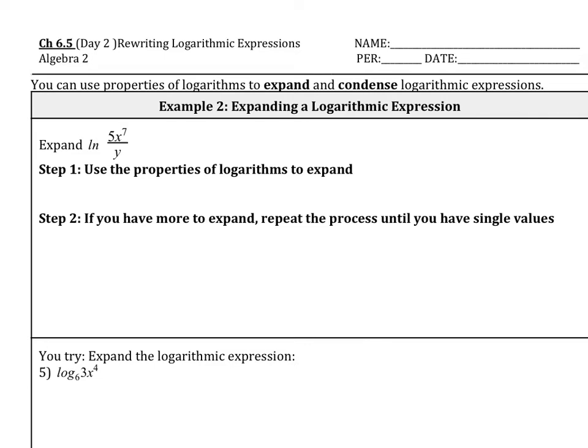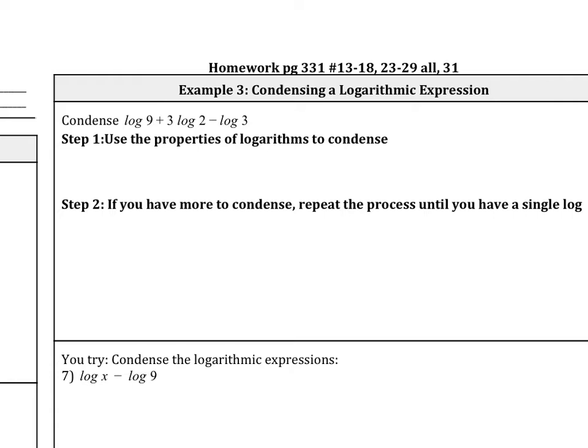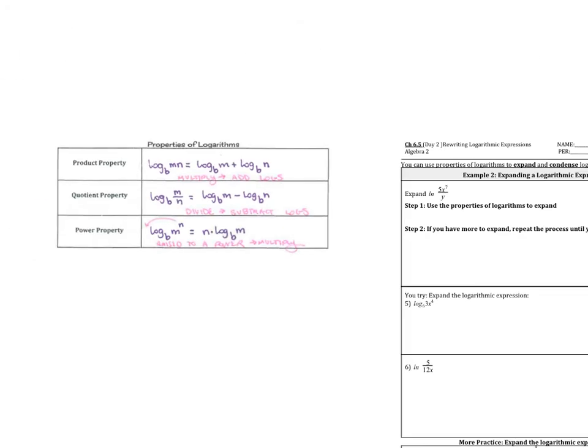Chapter 6.5, Day 2, we're rewriting logarithmic expressions. So we're going to use properties of logs to expand log expressions first. Our goal when we're trying to expand is that we want it to look like this, meaning that we have a single value with our logs. There are no exponents, and so we're expanding. So to do that, let's remember our properties here.